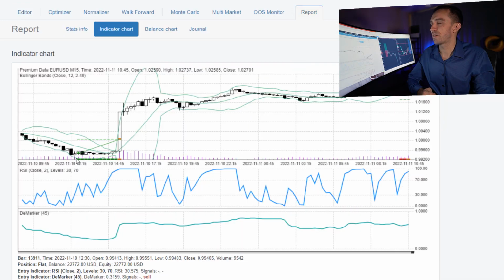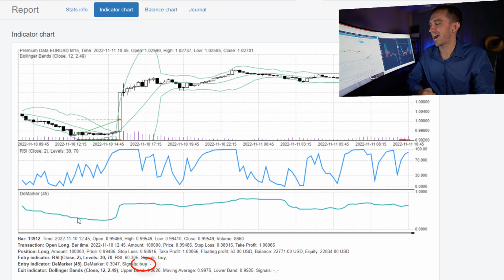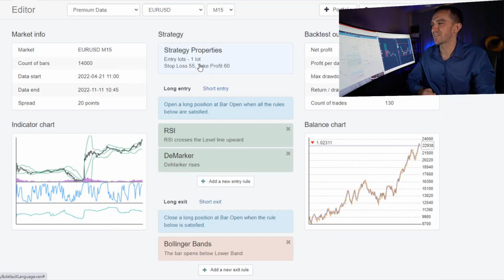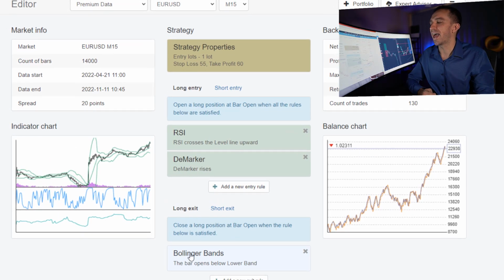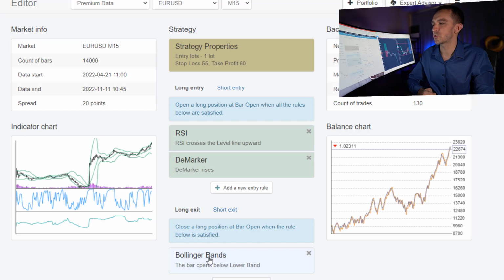So again, with that very recent example, you will see that the market is going down, but at the opening, right at that point, we have the confirmation to buy from the DeMarker. And with that example, the take profit was hit. We have a take profit of 60 pips and a stop loss of 55 pips. The exit is Bollinger Bands with a period of 12 and deviation 2.49, and actually I can round it so it will be easier to remember.